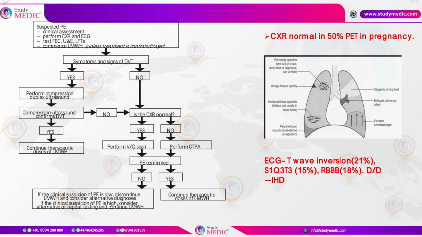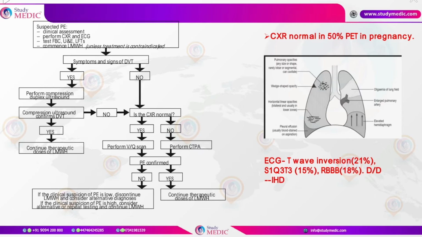But if there are no signs and symptoms of DVT, or even the duplex compression ultrasound is normal, then what do you want to do? Then you need to perform a chest X-ray. If the chest X-ray is normal, then you need to perform the ventilation perfusion scan. If it is abnormal, then you need to perform the CTPA, that is CT pulmonary angiography, and that will help you confirm pulmonary embolism. And yes, if it has been confirmed, then you need to continue with the therapeutic dose of low molecular weight heparin. But if it is still not confirmed, then it depends on the clinical suspicion of pulmonary embolism.